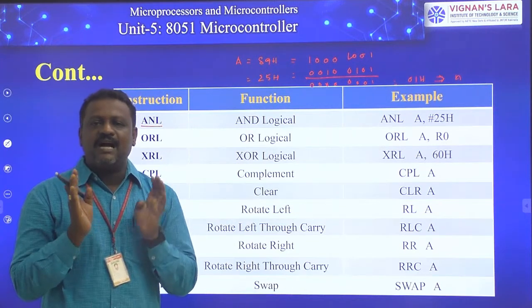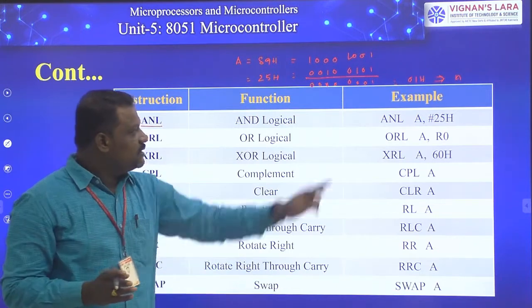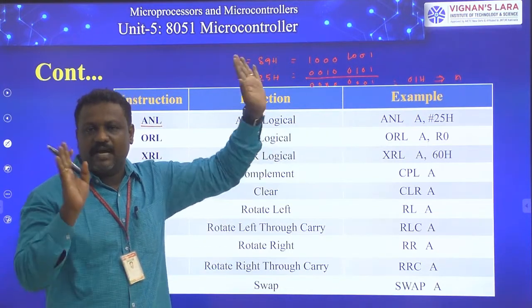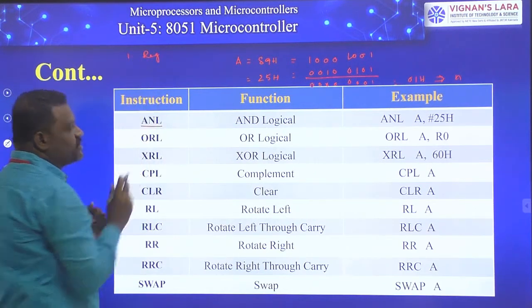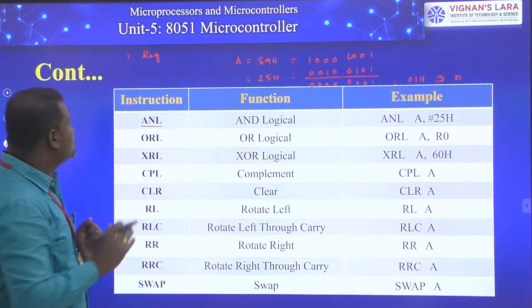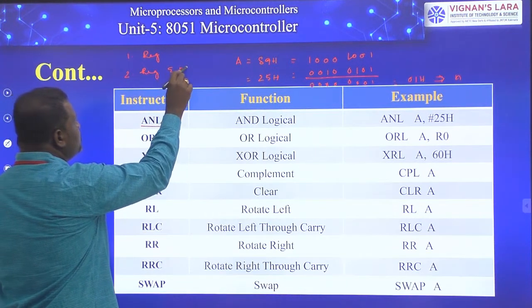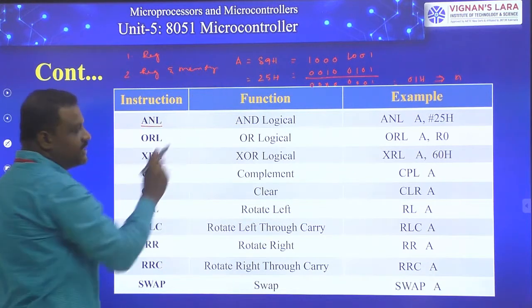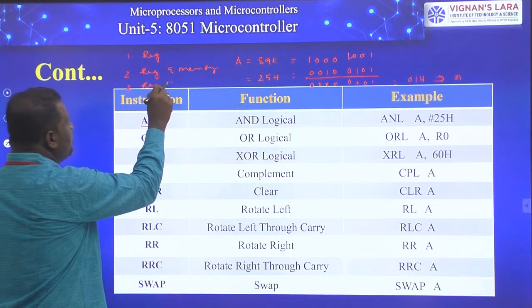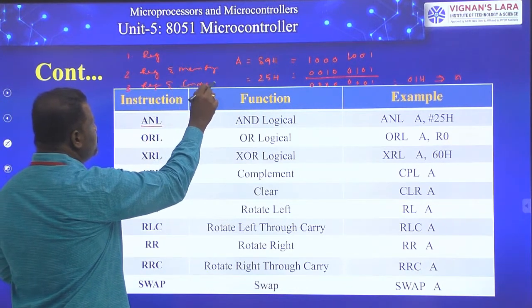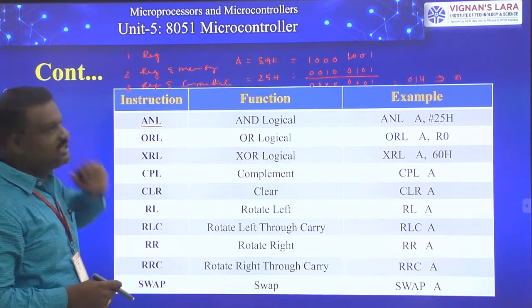That means there are 4 different possible operand combinations used in the ANL instruction. I repeat, the operands are: number 1, both may be registers. Second, one is a register and the second one is the memory location content. Third, a register and an immediate value. Our example here belongs to this third category.